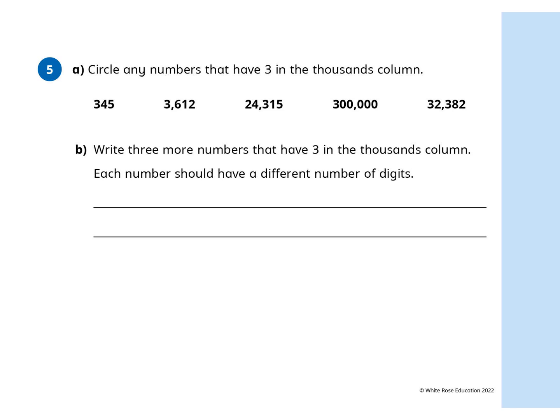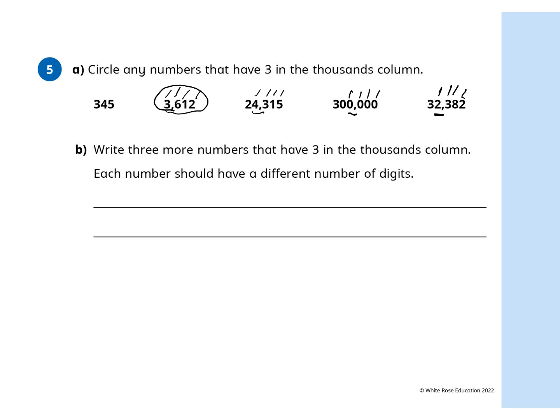Circle any numbers that have 3 in the thousands column. So we really need to start at the back and count our way up. So we've got ones, tens, hundreds, thousands. It's always the 4th digit from the back. That's a 2. Ones, tens, hundreds, thousands. That's a 0, so it's not that one. Ones, tens, hundreds, thousands. That's a 4. Ones, tens, hundreds, thousands. It's this number that has a 3 in the thousands column.